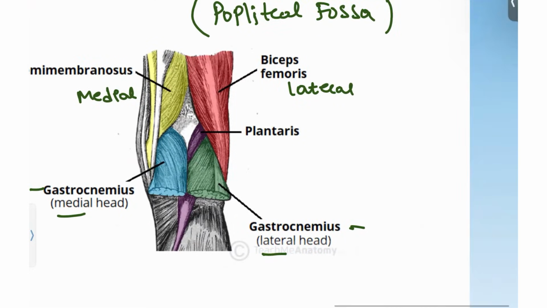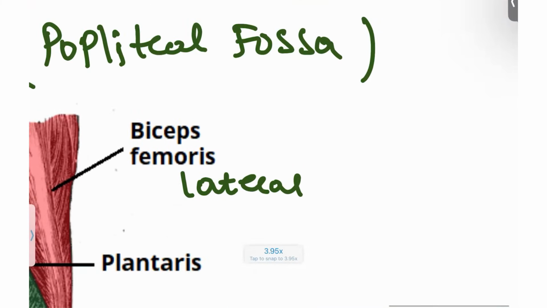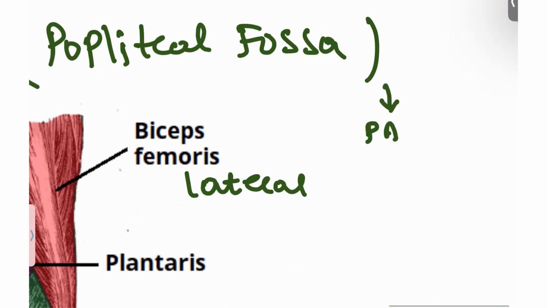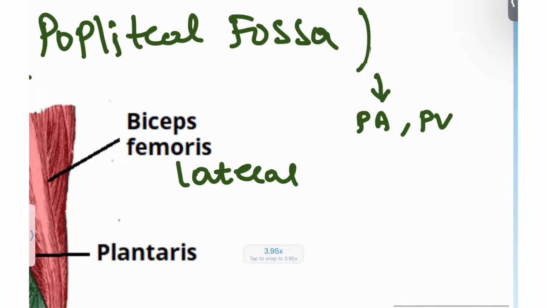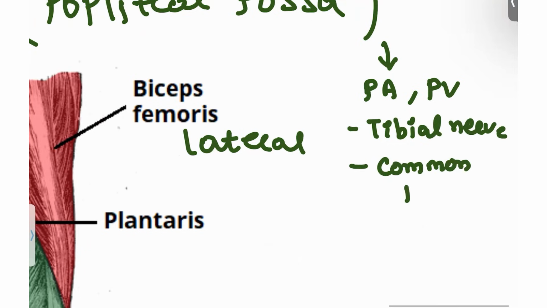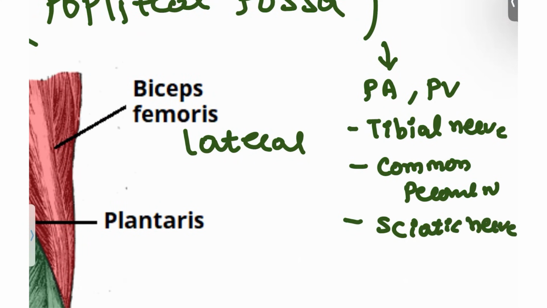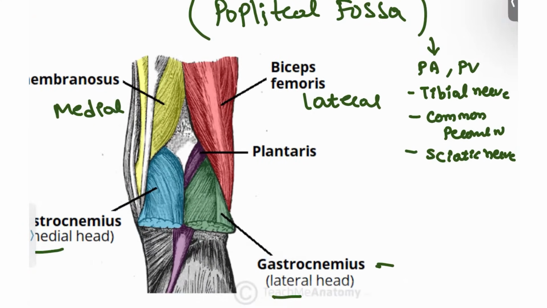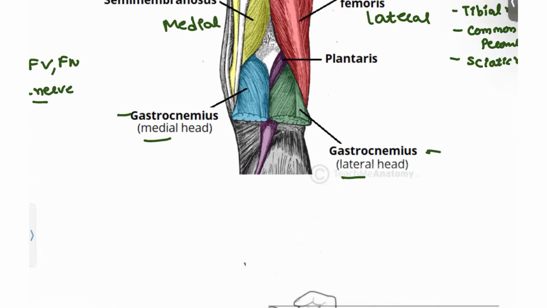Next, coming to the popliteal fossa contents. As usual, there will be the popliteal artery, popliteal vein, and the nerves that you have to remember. The nerves present here are the tibial nerve, the common peroneal nerve, and also the sciatic nerve. So the contents are the popliteal artery, popliteal vein, tibial nerve, common peroneal nerve, and sciatic nerve. This is the popliteal fossa and the structures present inside it.